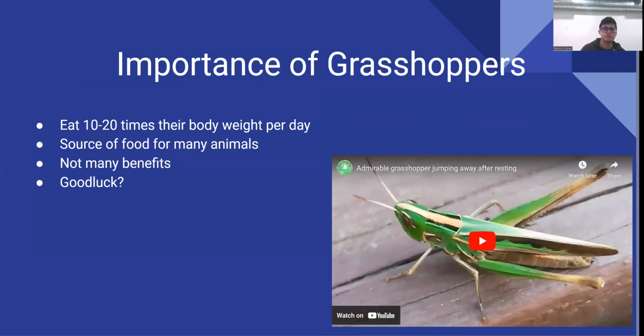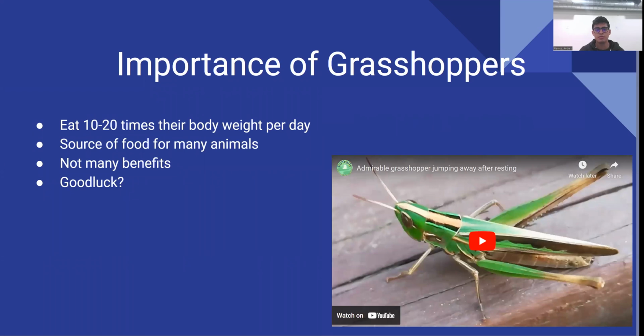And then as far as the importance of grasshoppers, many farmers consider them to be pests, especially whenever they're in large numbers, just because they eat 10 to 20 times their body weight per day. And if you have a farmer with healthy crops and a large amount of grasshoppers, there's a good chance that he's going to lose a lot of his crops to the grasshoppers.